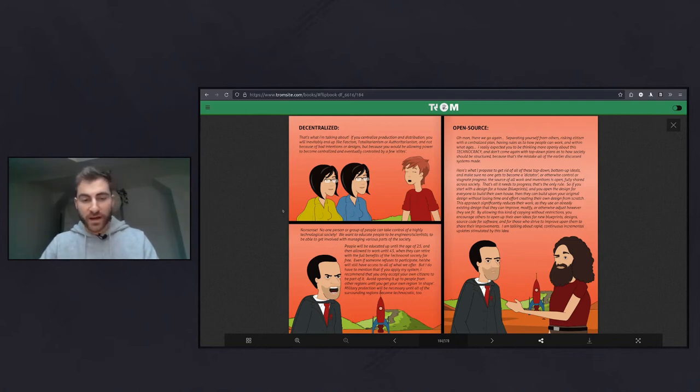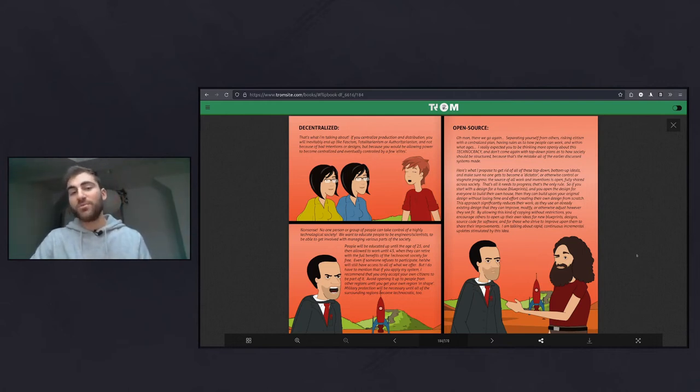But I do have to mention that if you apply my system, I recommend that you only accept your own citizens to be part of it. Avoid opening it up to people from other regions until you get your own region in shape. Military protection will be necessary until all of the surrounding regions become technocratic too. So you still see that technocracy has some weird ideas.